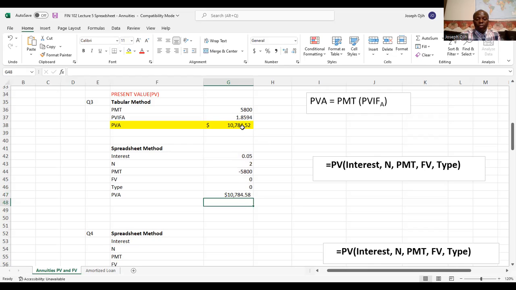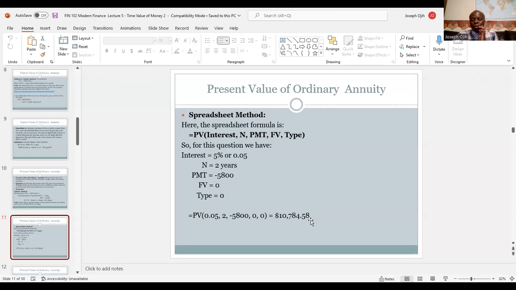You can see the same thing we have here. $10,784.52 versus this amount, $10,784.58. So just a difference of 6 cents. Negligible. Usually this difference is caused by the rounding error. Okay, and you can see the same result here on our PowerPoint presentation.